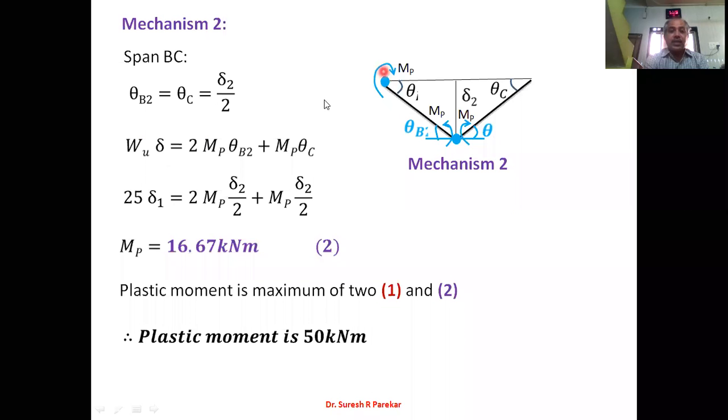So we have taken this as 25 into delta 2, that is equal to 2 MP delta 2 by 2 plus MP delta 2 by 2. And from this I will get value of MP equal to 16.67 kilonewton meter, which is from my mechanism 2. And our plastic moment is the maximum of the two. We have one value 50 kilonewton meter, second 16.67 kilonewton meter, maximum we have 50. So my plastic moment is 50 kilonewton meter.